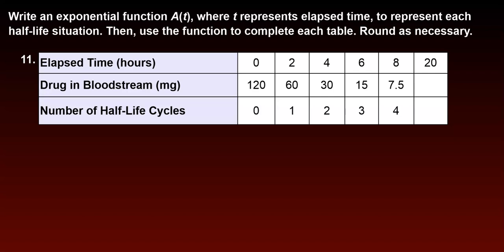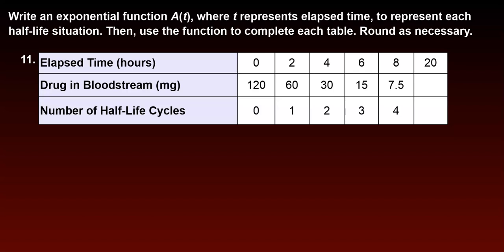Write an exponential function A of t, where t represents the escape time, to represent each half-life situation. Then use the function to complete each table. Round as necessary. Since in the last couple sections we've been rounding to the thousandths place, as necessary will be to the thousandths place as well. Alright, so escape time is in hours in this function.